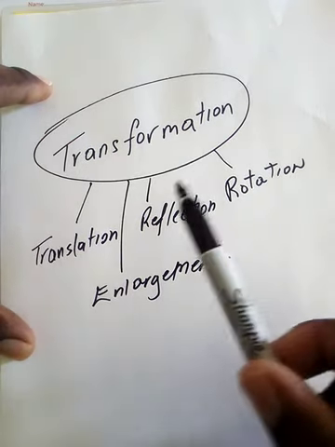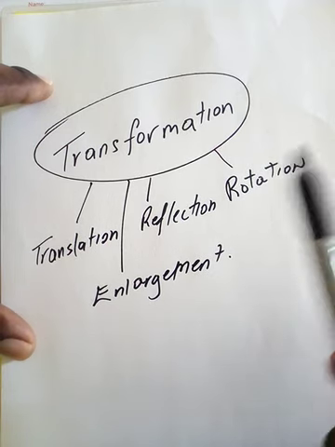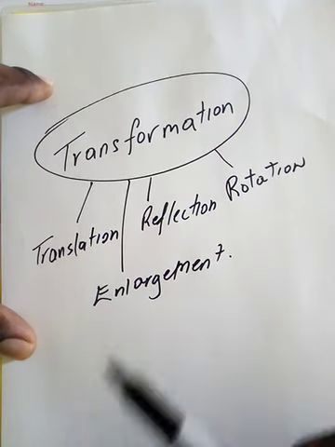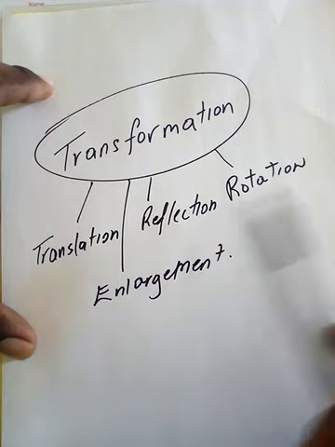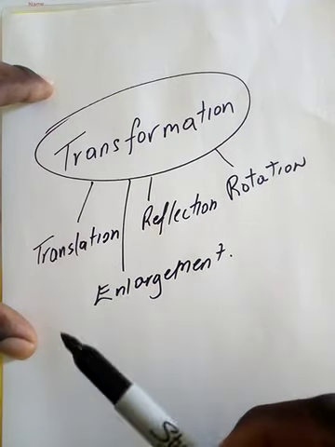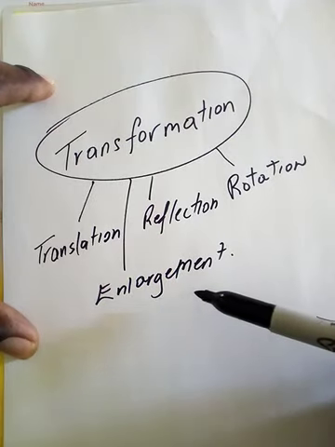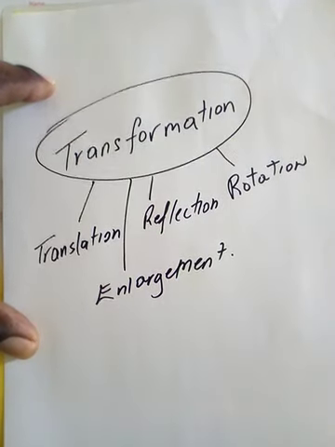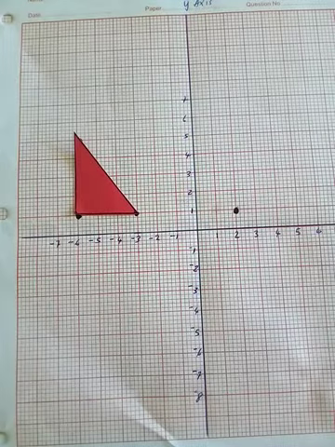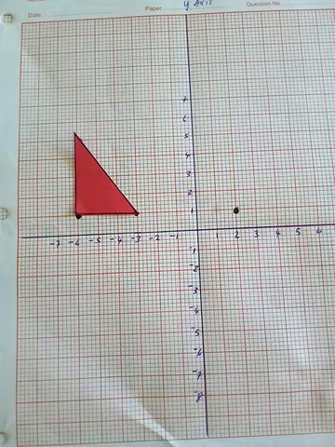The transformation is the change in size or position of a point or shape, a plane figure. And the types of transformation that we'll be focusing on, there are other types, but the ones that we'll be focusing on are translation, reflection, rotation, and enlargement. Okay, so the transformation that we'll be focusing on today is translation. Again, the transformation that we'll be focusing on today is translation.